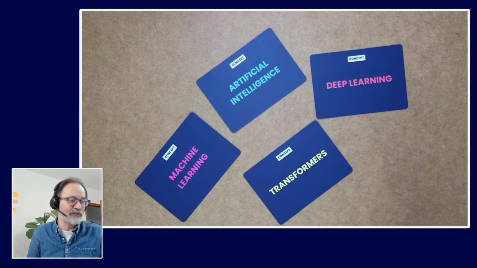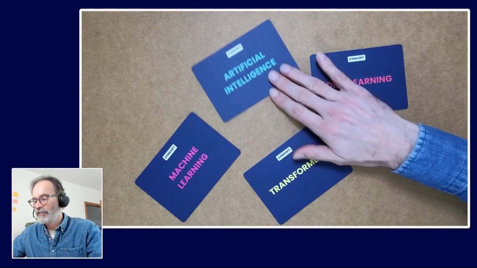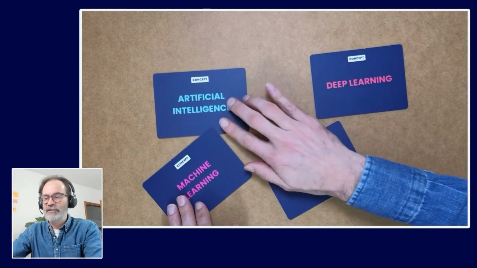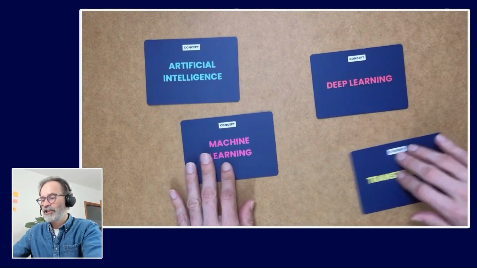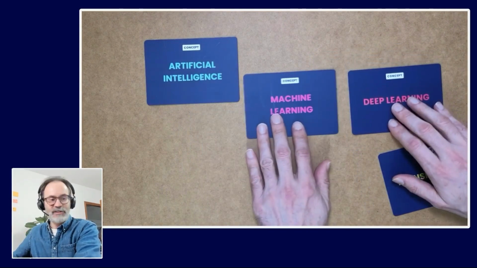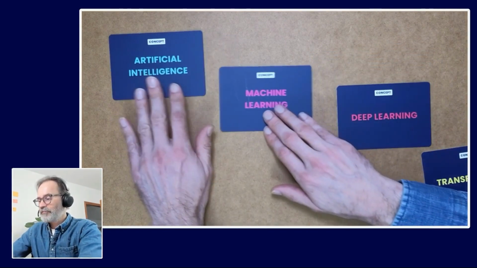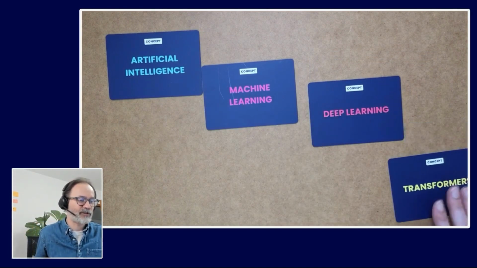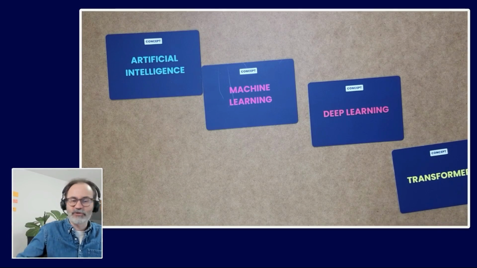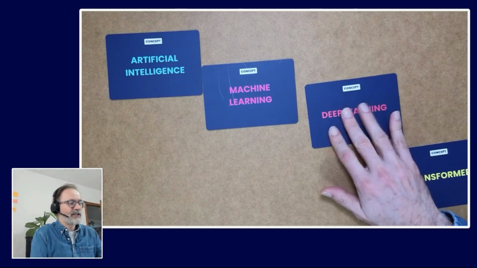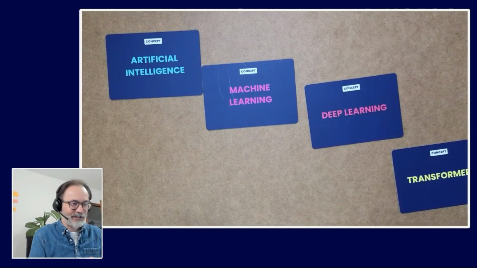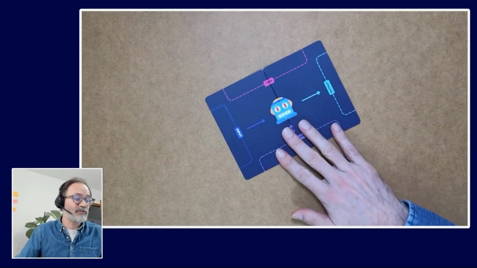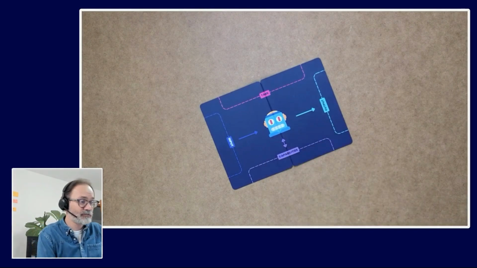In groups of 3 or 4, they have to reorder. So the right answer is that artificial intelligence is the widest, and then you have machine learning, and then you have deep learning, and then you have transformers, which is a specific architecture of neural networks. And most neural networks are equivalent to deep learning. So it's really cool because most of them don't know the difference between machine learning and deep learning. Alex, what do you think? Does it seem cool?